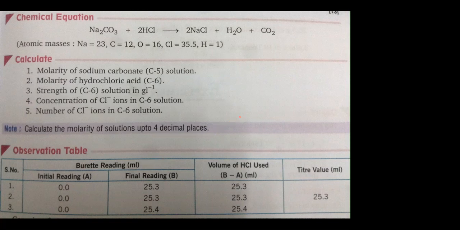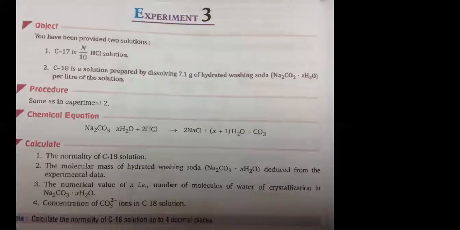If I go to the next slide, you will see experiment number 3, which is going to be experiment number 2 for you. In this case also, more or less the same procedure is given, the method is the same. You have to fill the burette with the HCl solution and you have to take the washing soda crystals solution in the conical flask. But if you look at the question, there is a slight difference.